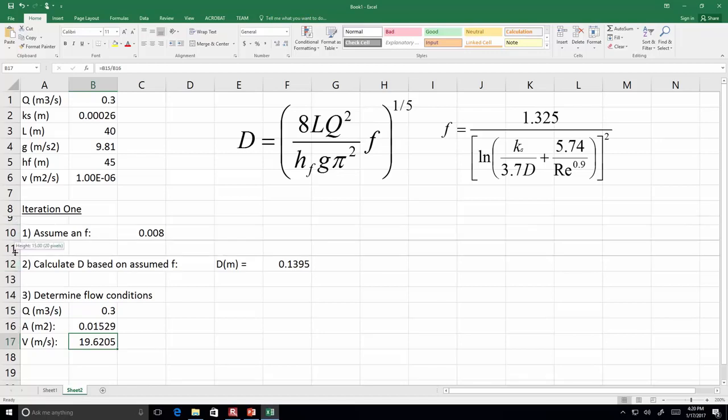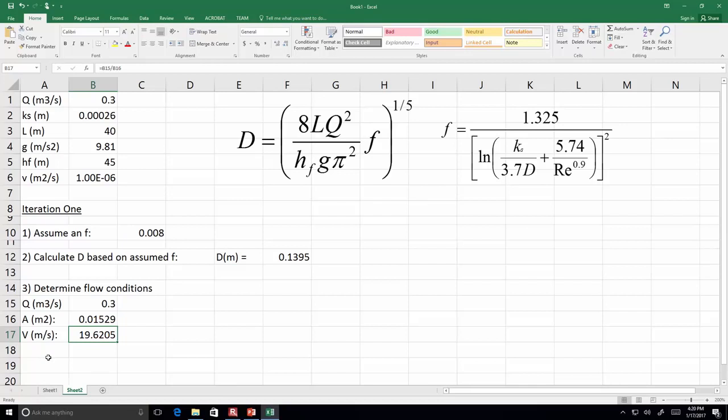All right. Now, if we've got all that, we can calculate the Reynolds number. So the Reynolds number is going to be velocity times diameter divided by the kinematic viscosity of water. I'm going to anchor that because I always want it to look in the same spot.